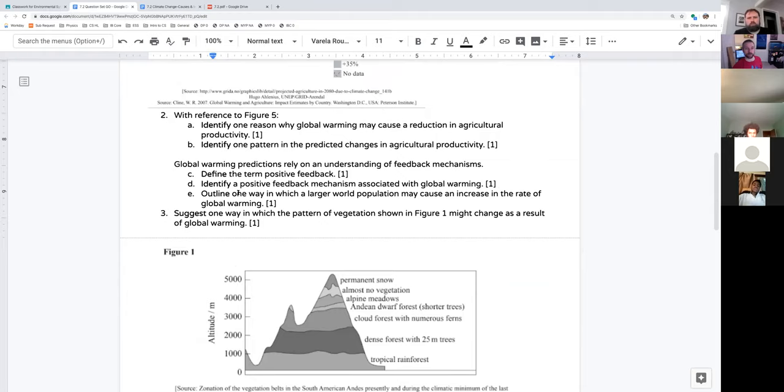So, outline one way in which a larger world population may cause an increase in the rate of global warming. So why would more people, just having more people, why would having more people cause an increase in the rate of global warming? Okay, now make the connection. So Zainab said we would be using more energy, demanding more energy. Absolutely.